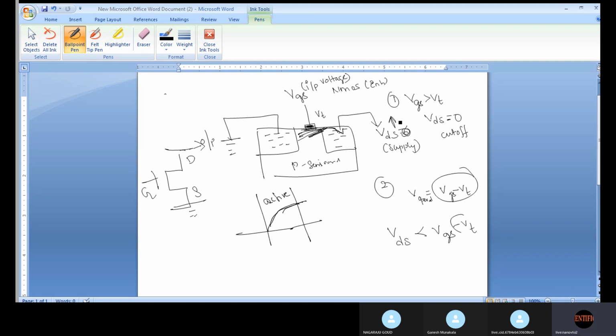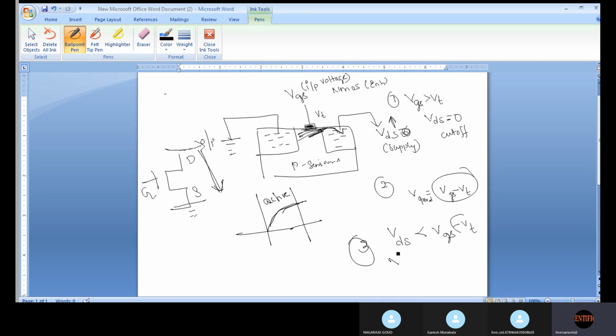In the active region, as we are slowly raising the VDS, what is happening? The current will also start flowing in the MOSFET, from drain to source. Okay, so this is called the active region.